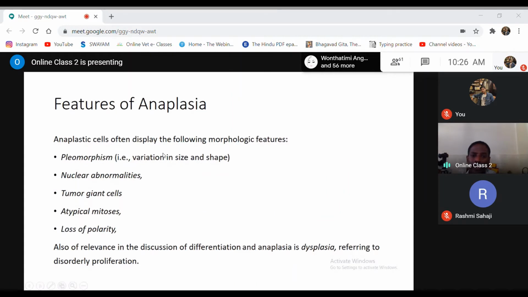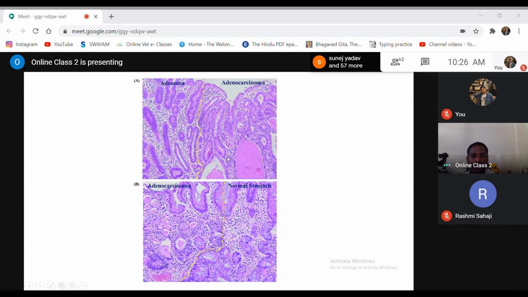Coming to the different features of anaplasia: morphologically, how will an anaplastic cell look? The most important or consistent feature you can find is that anaplastic cells are usually pleomorphic in nature. Pleomorphism is a very important feature of anaplasia. What do you mean by pleomorphism? Pleomorphism refers to variation in size and shape of the cells.